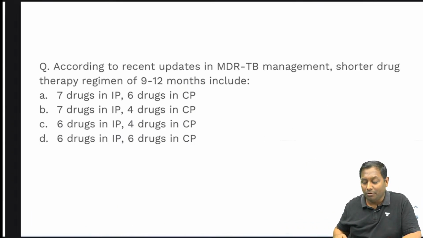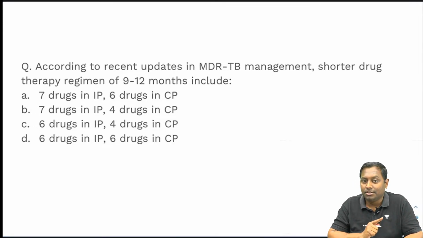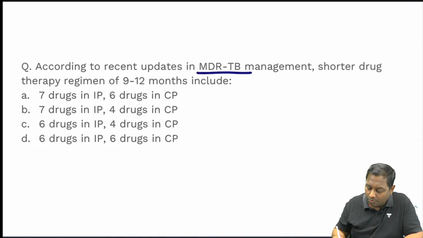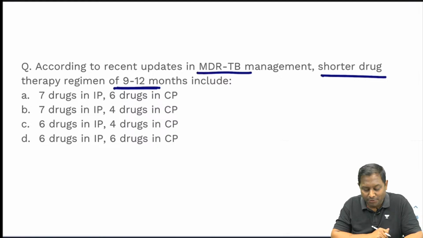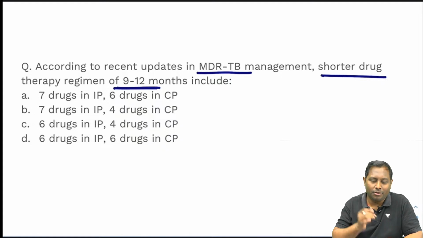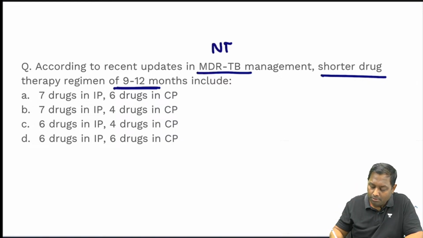Let us see if you guys are able to do the questions that had been asked on the basis of this, or that could be very potential MCQ. So this is one expected MCQ for all of you guys. According to recent update in MDR tuberculosis guideline, shorter drug therapy regimen of 9 to 12 months include. It's your turn to give me the answer now. If you have been listening to me carefully, you can easily mark: 7 drugs in the intensive phase, 6 drugs in the continuation phase; 7 in intensive, 4 in continuation; 6 in intensive, 4 in continuation. According to NTP ke baare mein baat karna hai aapko.